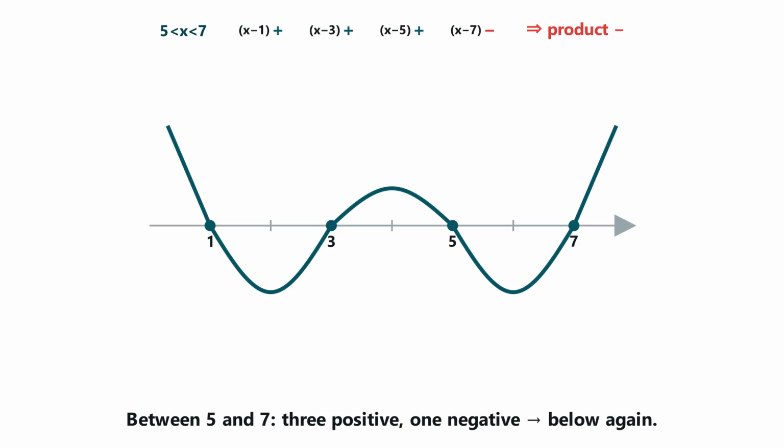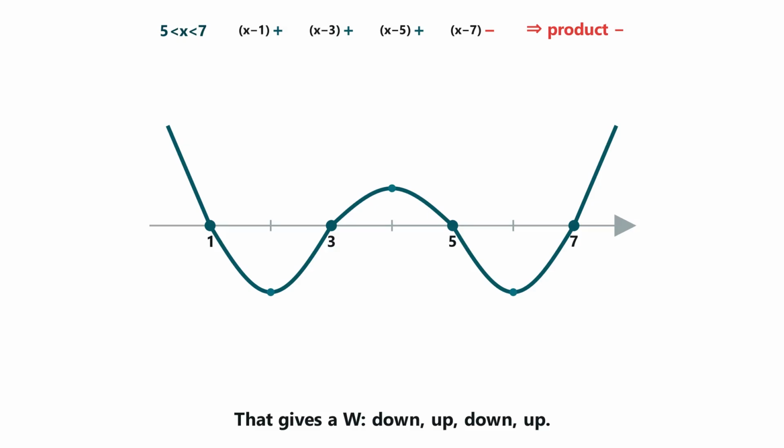The sign flips again. And then from 7 onwards, as we saw above, as x grows higher, all 4 factors multiplied together grow bigger, and it's positive and growing on the right. So that gives us this basic W-type shape. There's one turning point between each neighbouring pair of roots, so this is crucial.